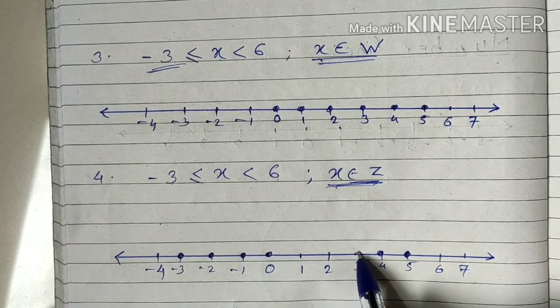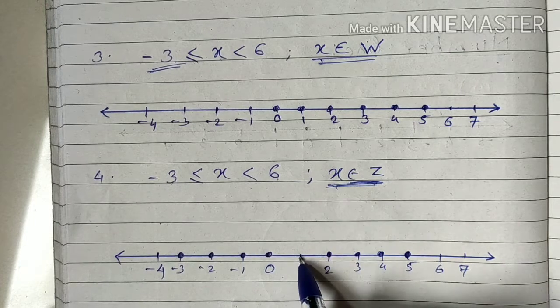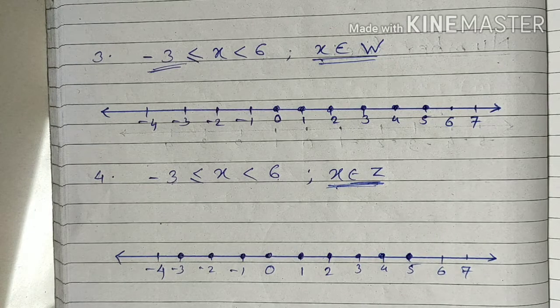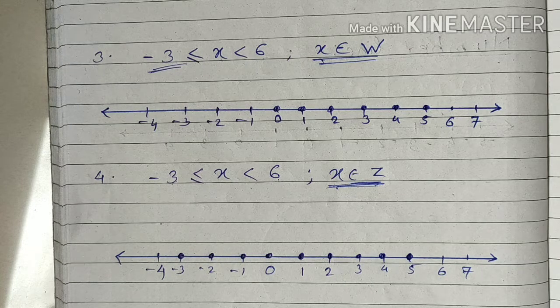So all the numbers between -3 and 6, along with -3, are included in our set. Therefore we have represented the included numbers by using dark dots. Is that clear?